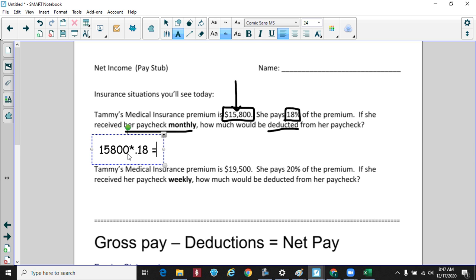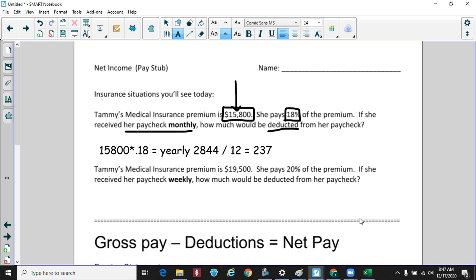Okay? So what that means is her yearly medical would be 2,844. This is how much money that she would have to pay, but she is paid monthly. So what happens is this yearly insurance bill gets evenly distributed amongst her 12 monthly paychecks. So that means every month she would get $237 taken out of her paycheck for her insurance. Okay? So let's look at the next one.